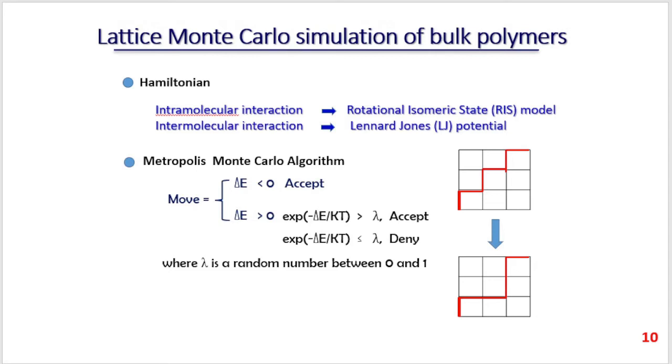After we define the Hamiltonian to describe the energetics of the system, the Metropolis criteria is used to determine the movement of the bead on the lattice. If the total energy is getting lower, that movement will be accepted. But if the energy goes higher, we have to compare the Boltzmann factor to a random number lambda. If it is larger, the movement will be accepted. Otherwise, it will be denied. This is performed to prevent local minimum trapping.